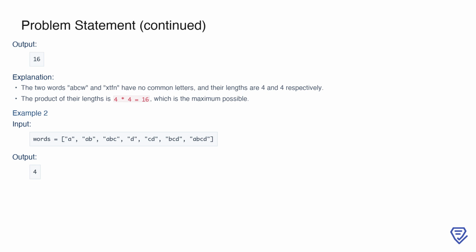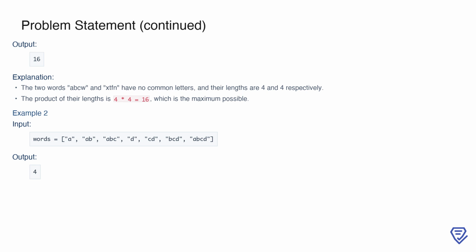In another example, given the array of abc, d, cd, bcd, abcd, the output is 4. Here, the words ab and cd do not have any overlapping letters, and their lengths are 2 and 2 respectively, giving a product of 2*2 equals 4.